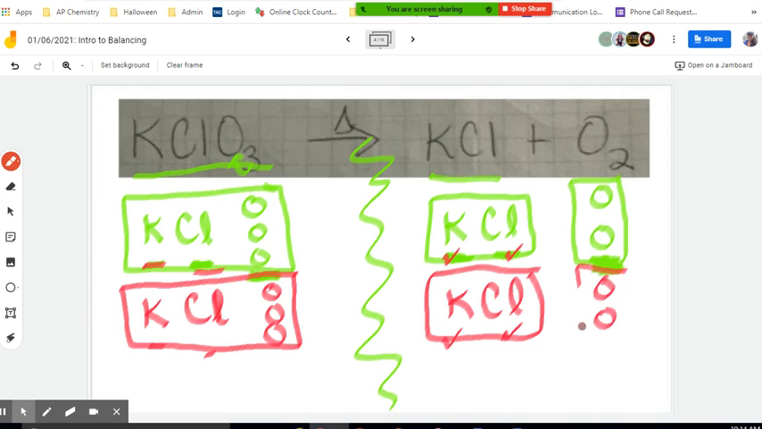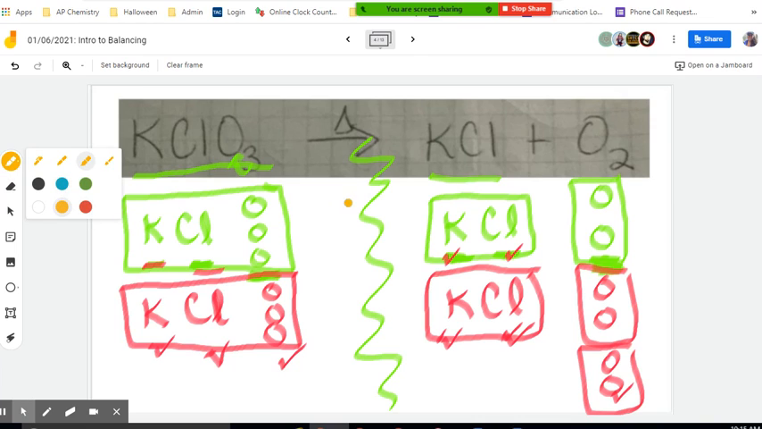And then finally, I'm going to come over and fix my oxygens on this side. So I have 1, 2, put them in a box. 1, 2, put them in a box. Okay, so I now have 2, 2, 6, 2, 2, 6. Everything matches up. So last step, once again, is you go through and you count.